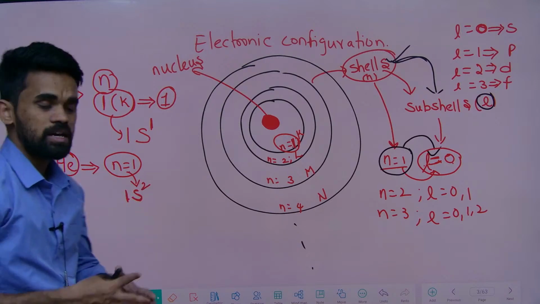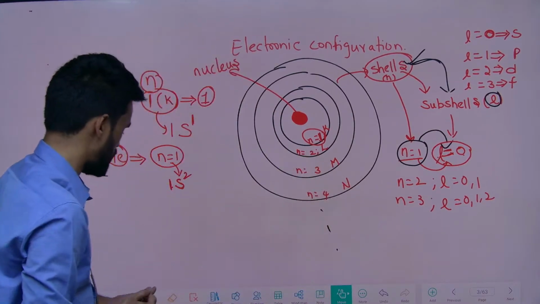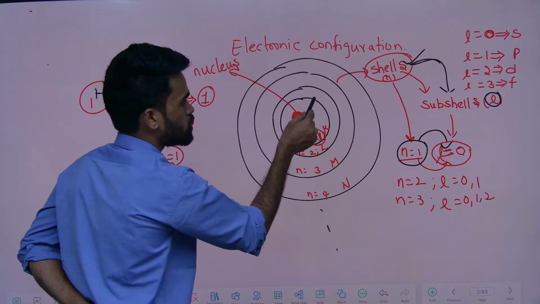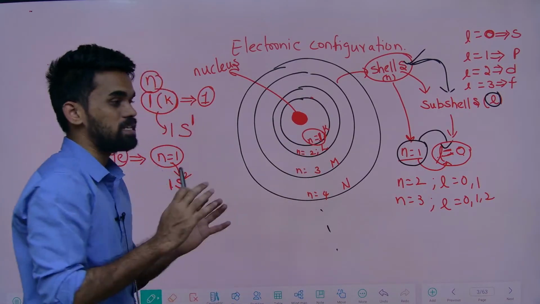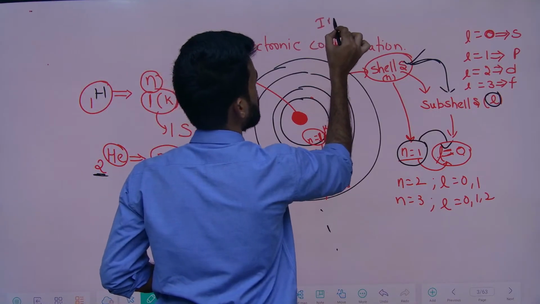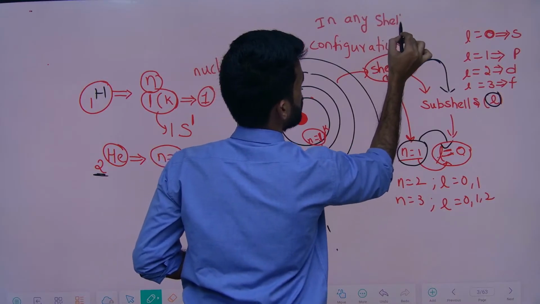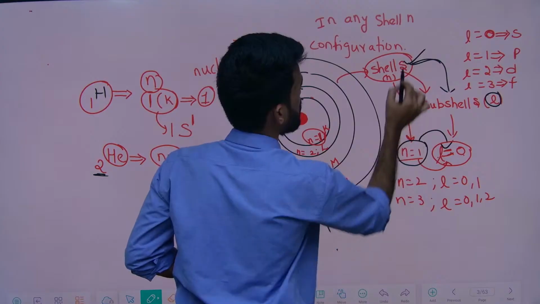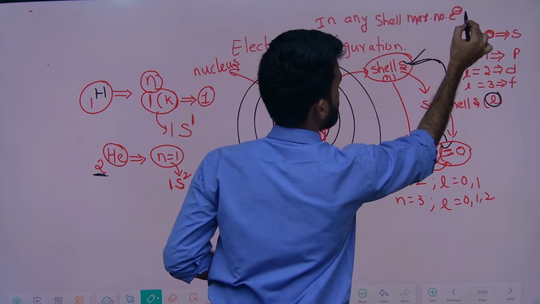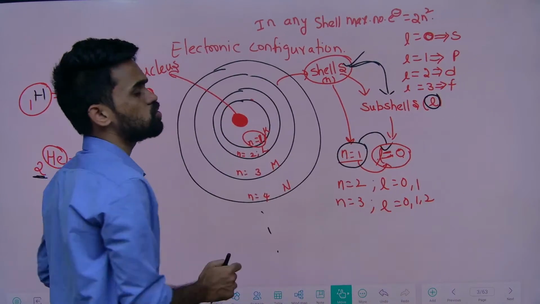Sir, we have some confusion regarding the filling of electrons. Can you explain clearly? Yeah, look at this. Suppose you take any shell. The maximum number of electrons we can fill in any shell is 2n square. How many electrons can you fill? The maximum number is 2n square.